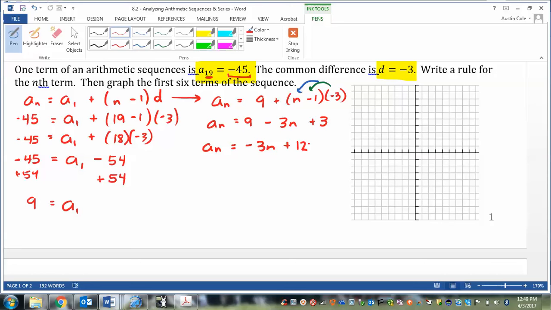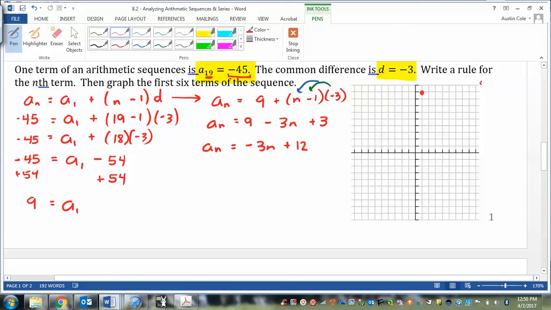Now, the second part says, then graph the first 6 terms of the sequence. Well, if I plug in 1, the first term of the sequence, if I plug 1 in for n, what does that give me? 9. So at 1, I'm up here at 9. 1, 2, 3, 4, 5, 6, 7, 8, 9. 1, 9 is on the graph.